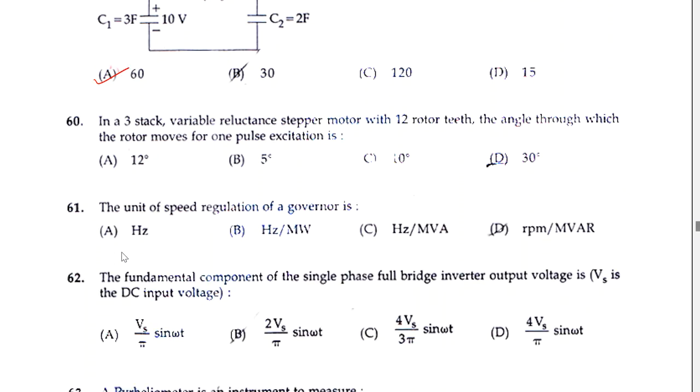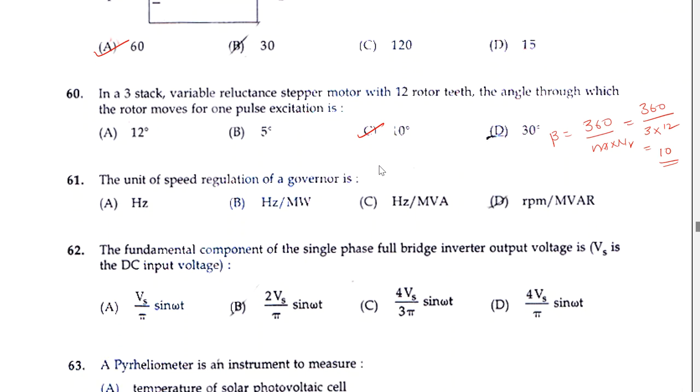Next one. In a three-stack variable reluctance stepper motor with 12 rotor teeth, the angle through which the rotor moves for one pulse excitation is... So the rotor angle beta equals 360 divided by m times N_r, which is 360 divided by the number of stacks, 3, times the rotor teeth, 12. So it is simply 10. So the answer is 10 here.